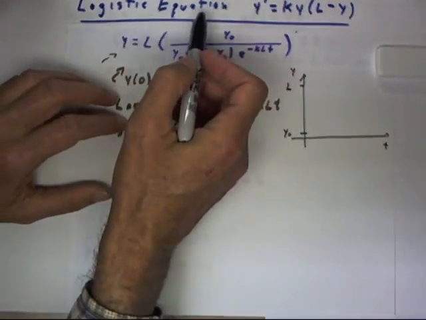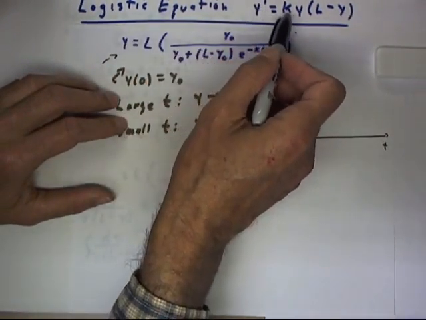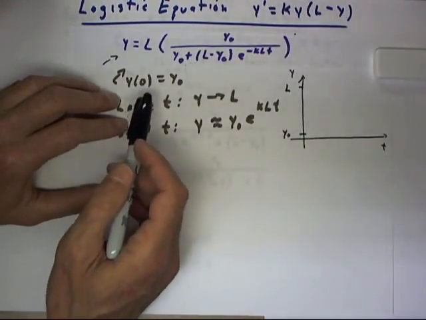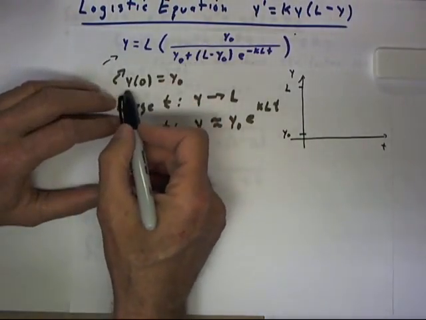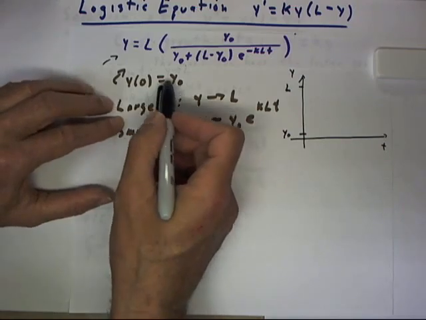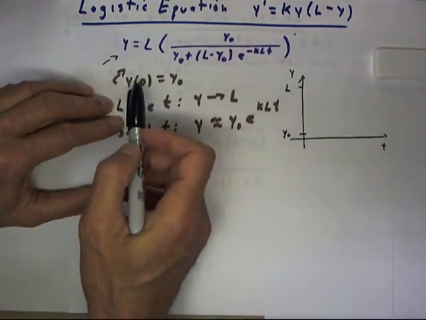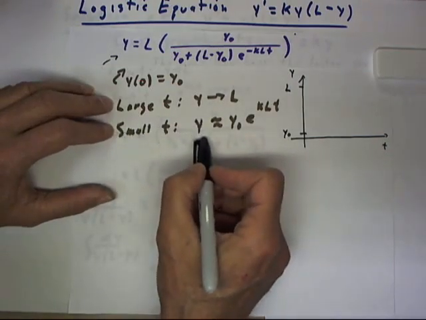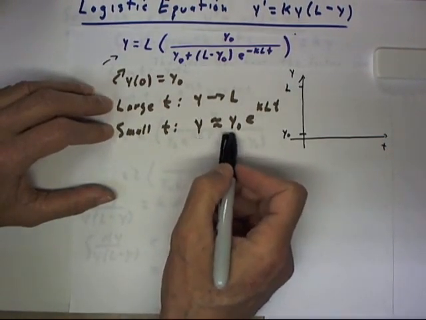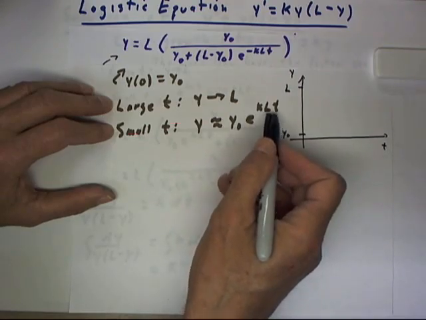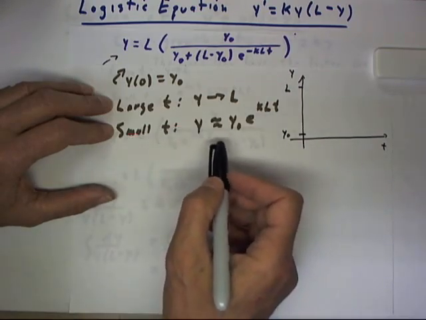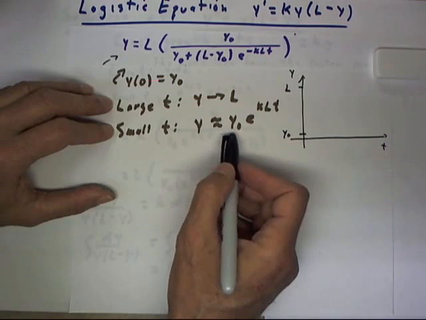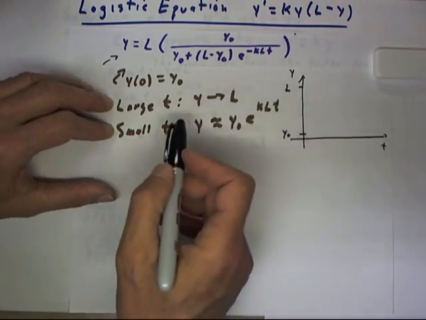So, beginning with a logistic equation, y prime equals ky times L minus y. Assuming y of 0 equals y naught, we obtain this form, which can be put into a form that tells us that for small t, y is approximately equal to y naught e to the k L t. That's provided that t is small and y naught is much less than L.